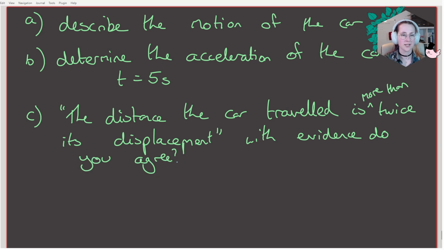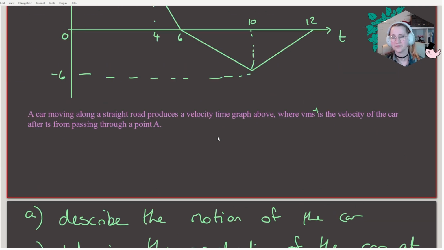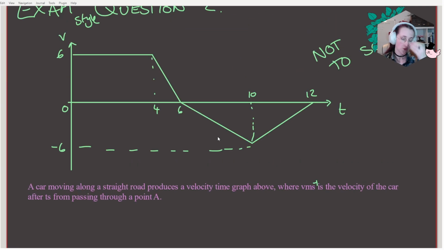I'm not using the Pomodoro technique. Jeez. Okay, so we have 3 parts to this question. Describe the motion, determine the acceleration of the car at t equals 5, and then do we agree or disagree with the sentence, the distance the car traveled is more than twice its displacement, yes or no, and why? So this is what we have to work with.